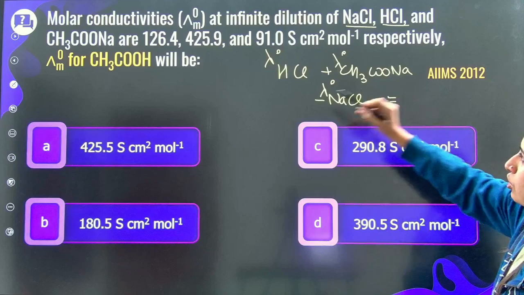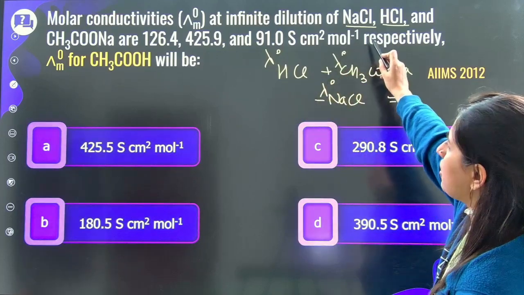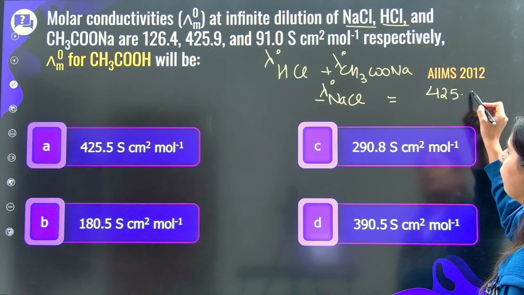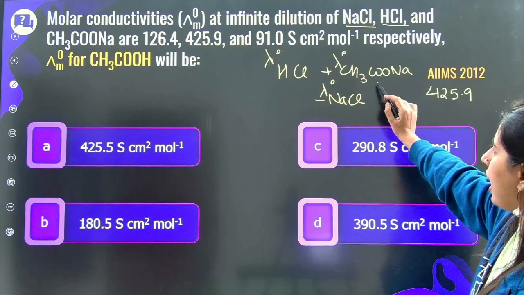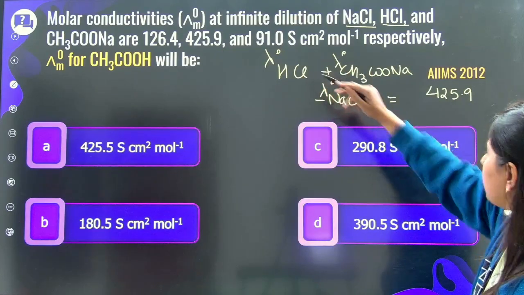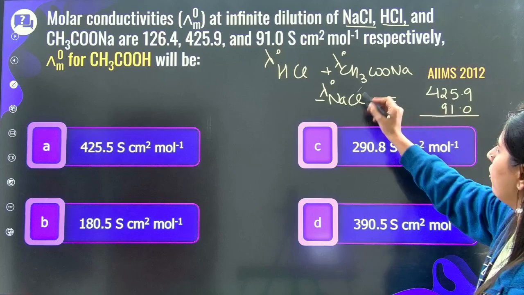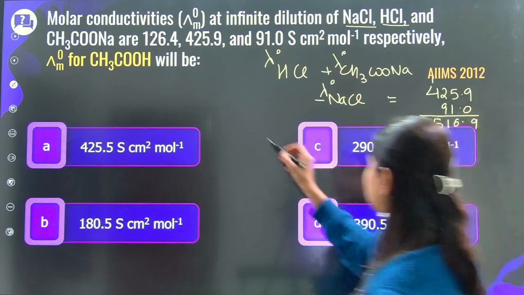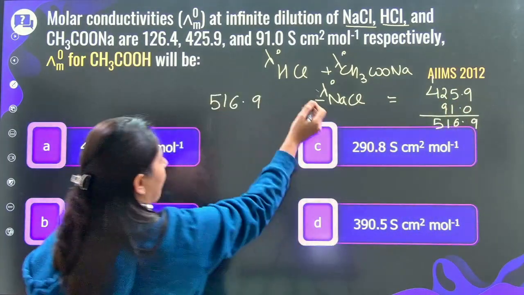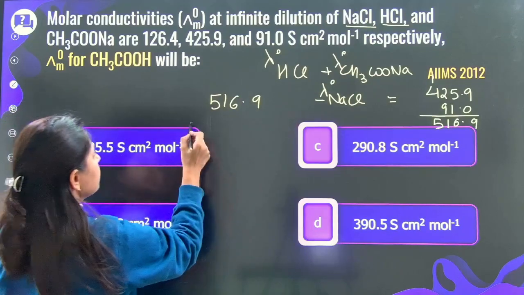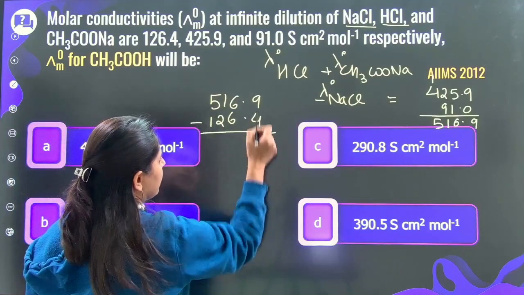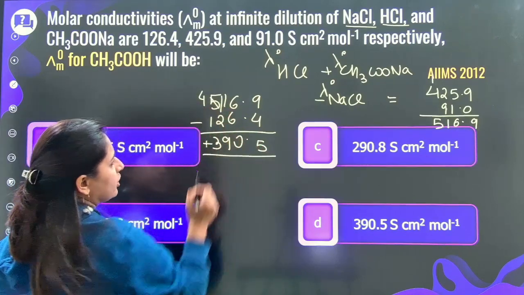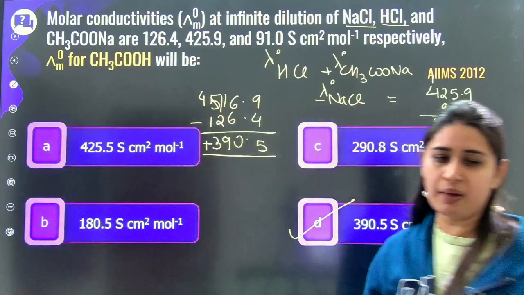Let's put in the values. So lambda naught of HCl, the only mistake that can go here is if you're not putting the values respectively, like you have to be careful that the second value given to you is of HCl and you have to add to it CH3COONa. The third value given to you, 91, is the value of your CH3COONa. Let's do the addition. 6, 9, 10, 11, 4, 5, 516.9. Now you have to subtract the NaCl value from it. So minus 126.4. 5 here, 0 here, 4 here. So 9 here. 390 with a plus becomes your answer, 390.5. So D becomes the answer to this question.